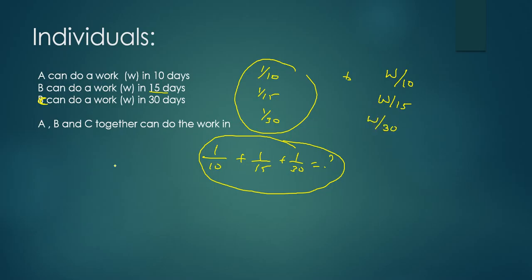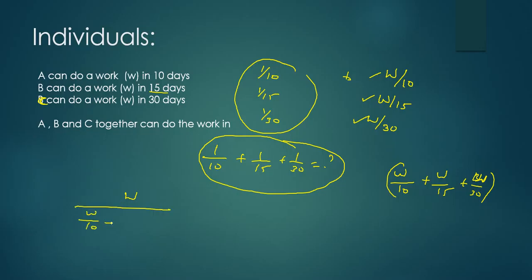The number of days required is nothing but total work divided by the work done in 1 day. This is work done by A in 1 day, this is work done by B in 1 day, this is work done by C in 1 day. So their total work in 1 day is W by 10 plus W by 15 plus W by 30. This is A, B, C's 1 day's work. They can complete the total work in. So total work is how much we assumed? W.